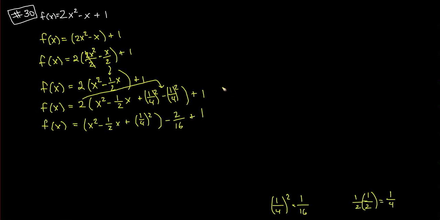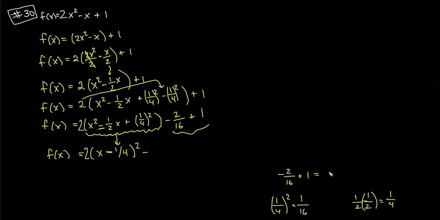plus 1. Well, okay. Now we can just rewrite this guy right here. We see that minus sign, and we say, okay, it's going to be x minus 1 over 4 squared. Oh, lost the 2. Don't forget that 2. And this over here is minus, what is this right here? Let's just do this over here. Minus 2 over 16 plus 1 is the same as minus 2 over 16 plus 16 over 16, which is the same as negative 2 plus 16 over 16, which is going to be 14 over 16. So it's going to be 7 over 8.